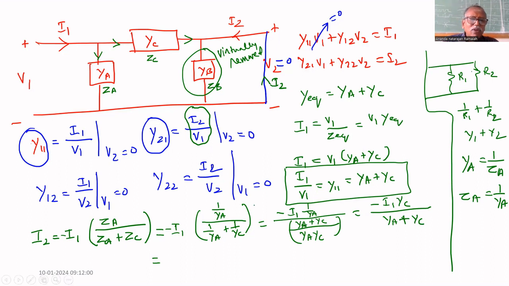Now, what is I1? Already we have the expression for I1. I1 equal to YA plus YC multiplied by V1. We have the expression here. I1 equal to V1 multiplied by YA plus YC. Let it be 1, let it be 2, let it be 3. Using 1.